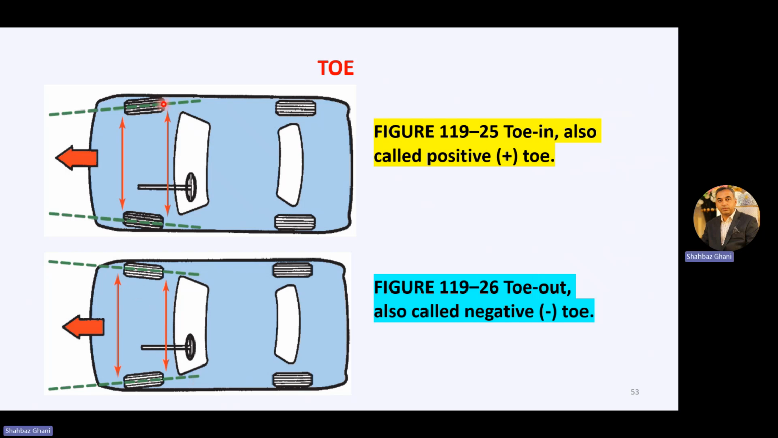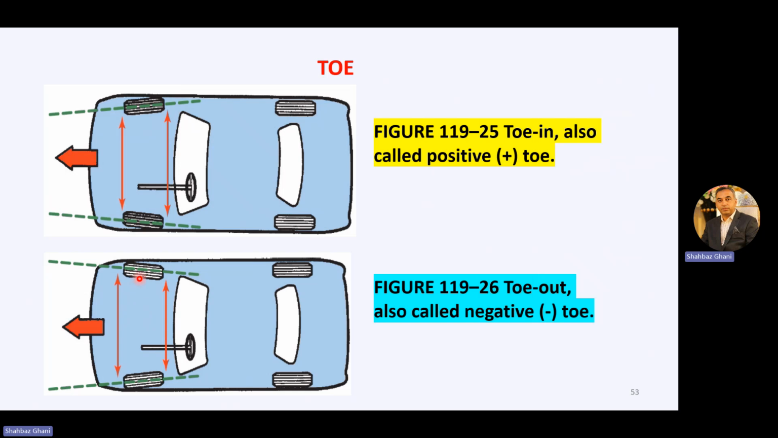So in this figure, the front distance between the front tires is less as compared to the rear distance, which is more. So in this case, both tires are not perfectly parallel. They will have these converging angles. So toe in is also called a positive toe angle. If we have this type of arrangement in which the front distance is less than the rear distance of the front wheels, we call it a positive toe angle.